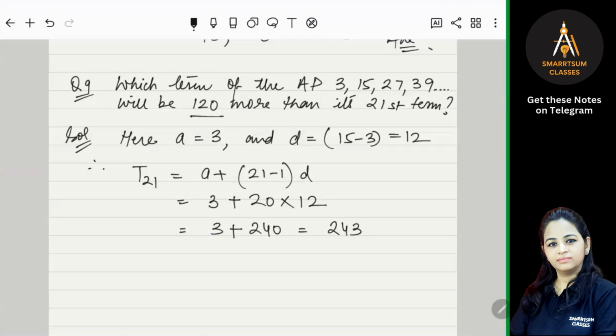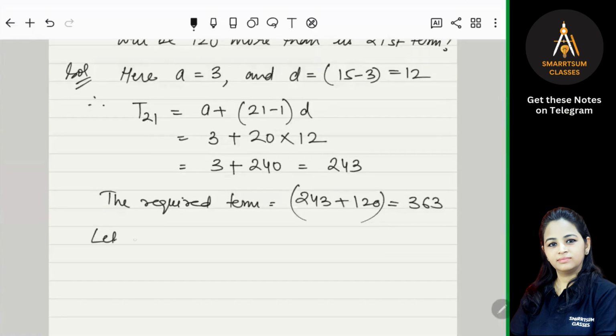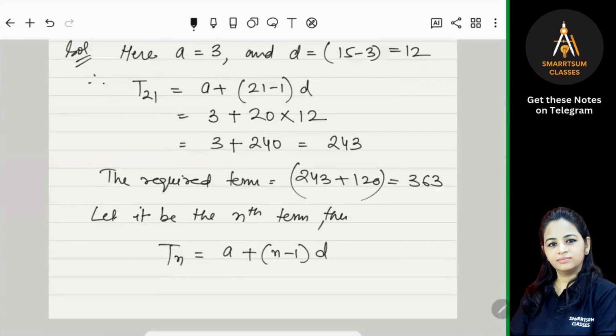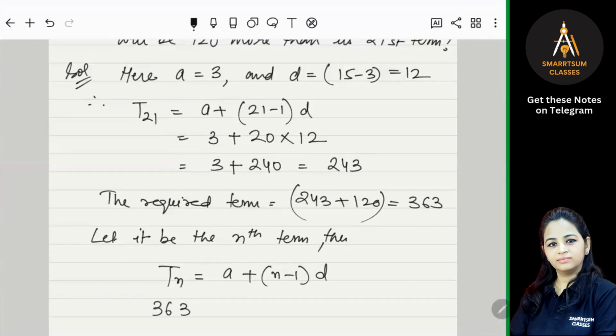Now, the term which is 120 more than the 21st term, means the required term, is 243 plus 120. That is 363, right? Okay, so this is the required term. Now, let this 363 be the nth term. Then Tn is equal to A plus n minus 1 into D, and this nth term is 363. This is equal to A, which is 3, plus n minus 1, we have to find n, into D. D is 12.